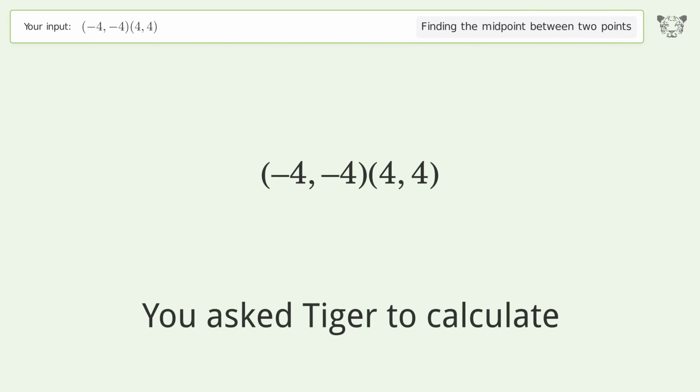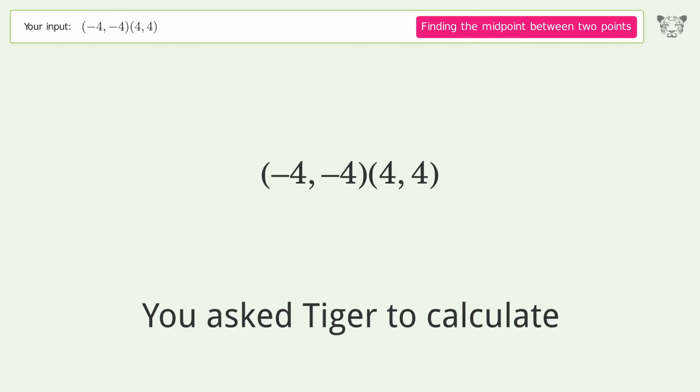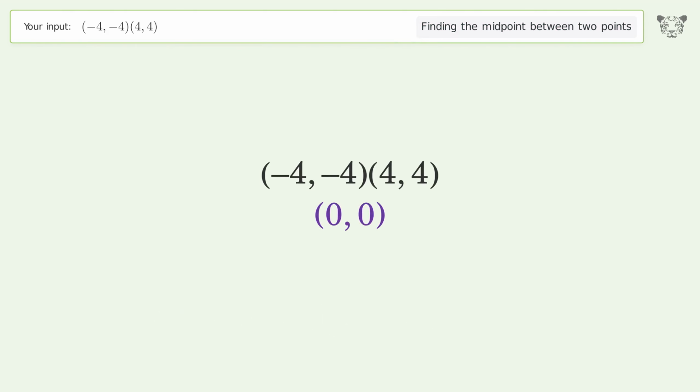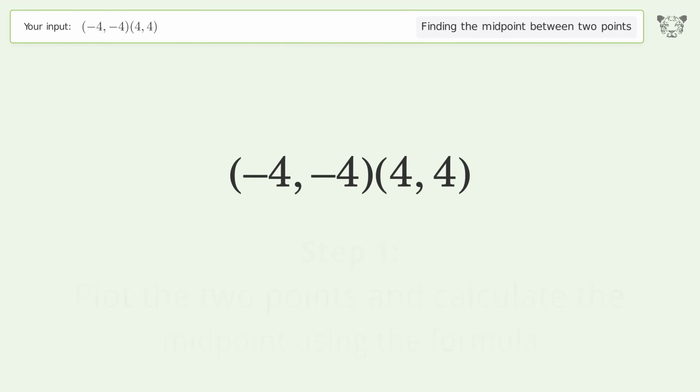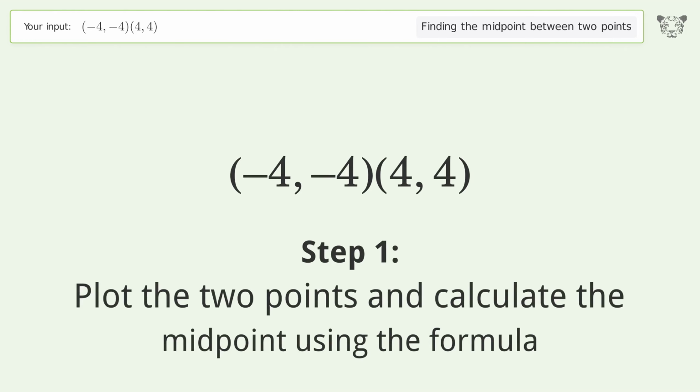You ask Tiger to calculate. This deals with finding the midpoint between 2 points. The midpoint between the 2 points is 0, 0. Let's solve it step by step. Plot the 2 points and calculate the midpoint using the formula.